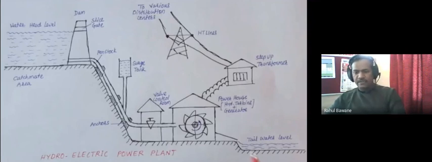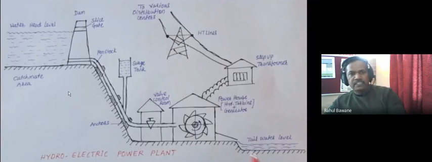Next advantage is that it is not only used for power generation, it is also used as water storage. In the rainy season we can store water, and in other seasons we can use this water. So again, it works as water storage.